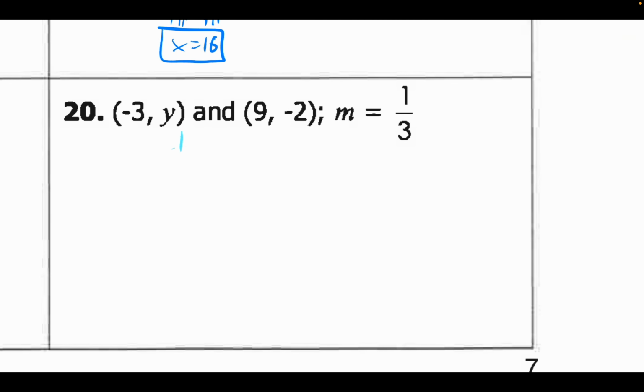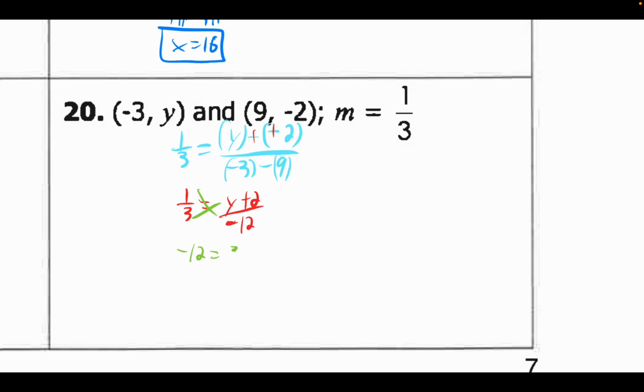Number 20, our last one for the day. 1/3 equals y minus negative 2 over negative 3 minus 9. So we get 1/3 equals y plus 2, as we have two negatives in a row, over negative 12. Seeking to cross multiply here, I do 1 times negative 12 is negative 12. And 3 times this whole thing is 3y plus 6. As I go ahead and subtract 6 here, I get negative 18 is equal to 3y. Dividing by 3 results in y being negative 6.